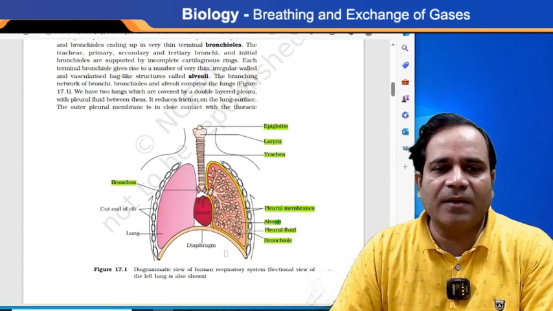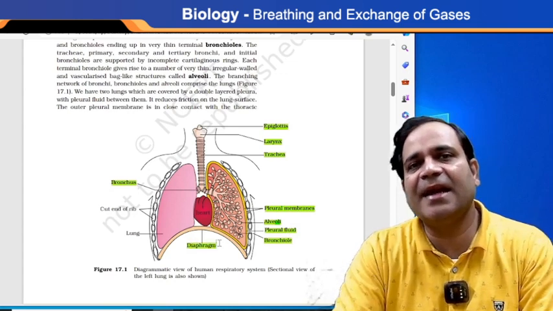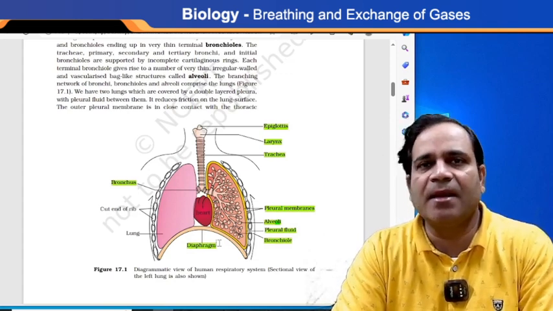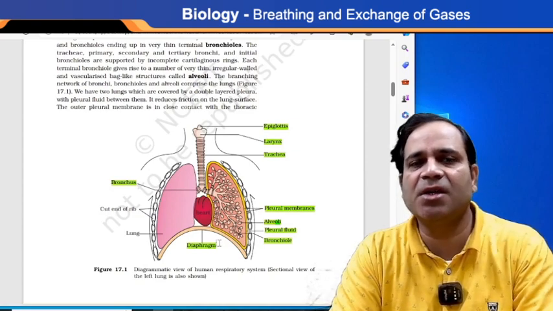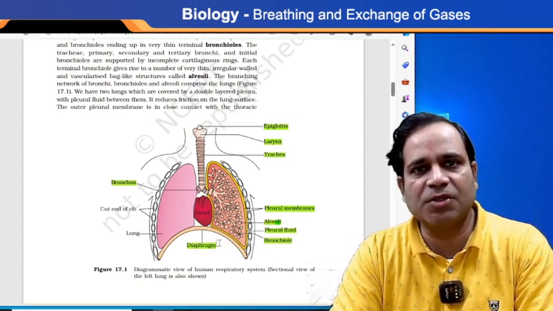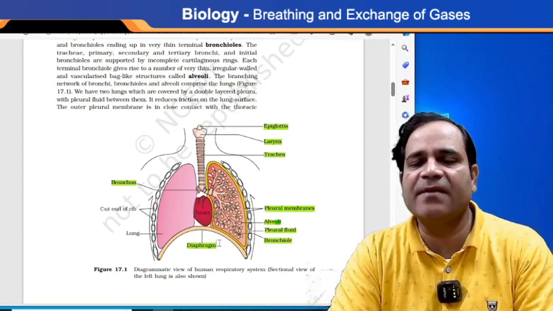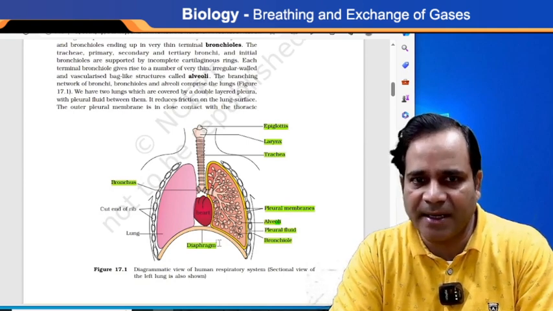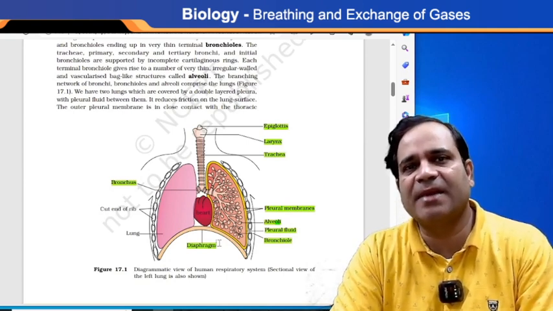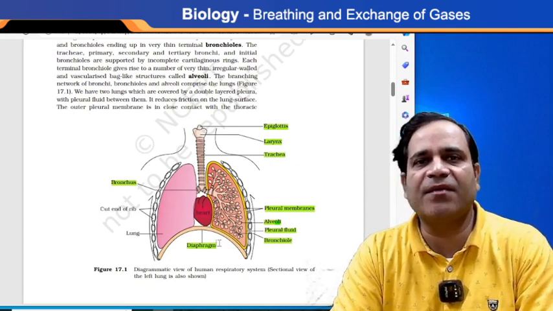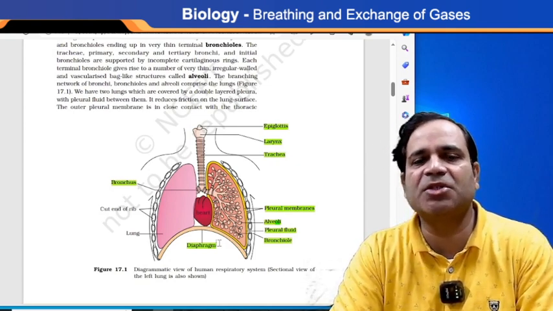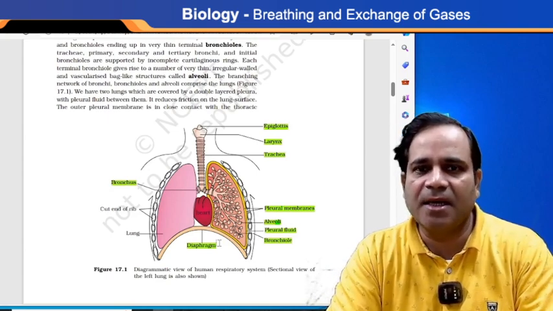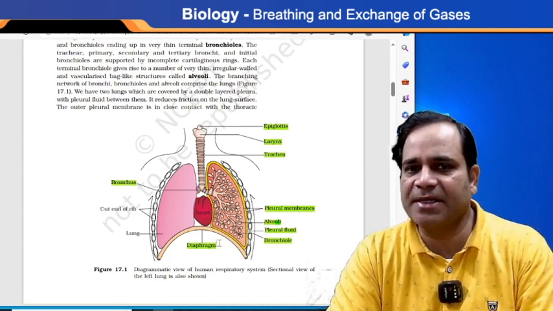Now here is the diaphragm. The diaphragm is a muscular sheet-like structure, responsible for dividing the body into two regions. Above the diaphragm is the chest cavity, and below the diaphragm is the abdominal cavity. So if anybody asks you about the diaphragm, you say it is just a muscular sheet-like structure which divides the body into two regions: the chest cavity and the abdominal cavity.